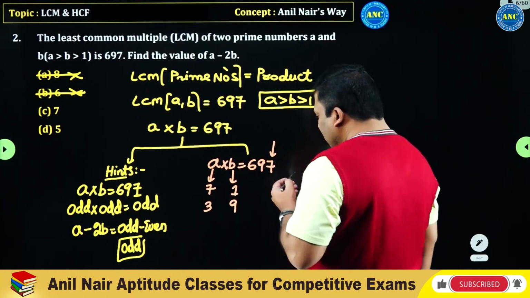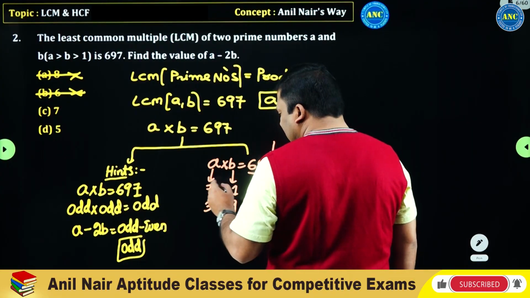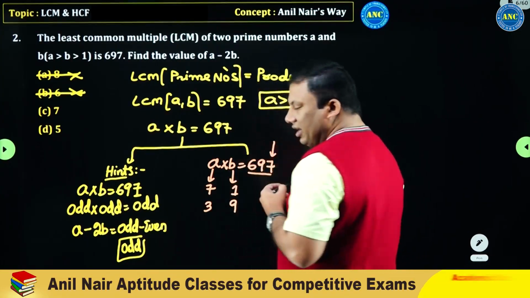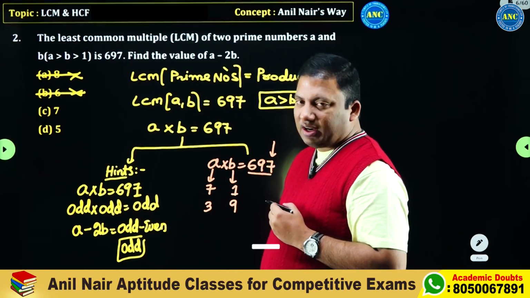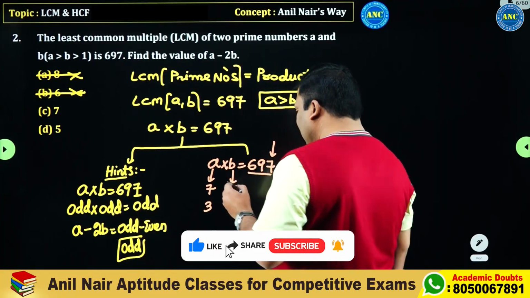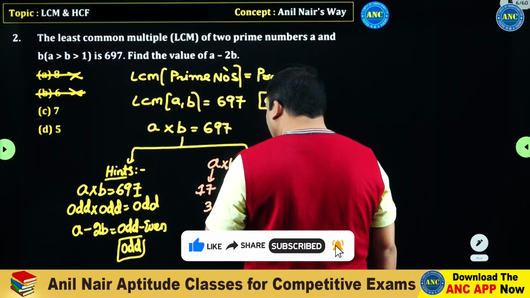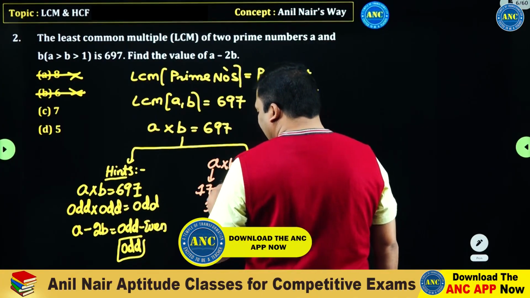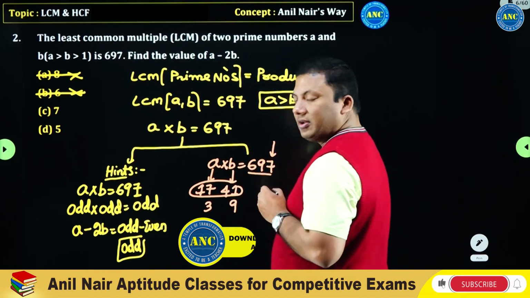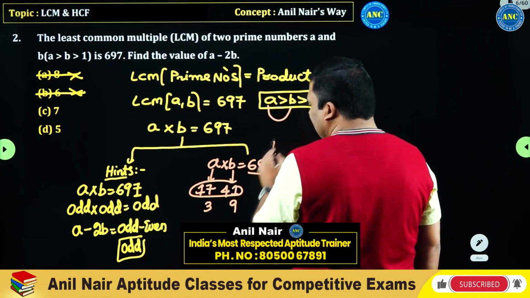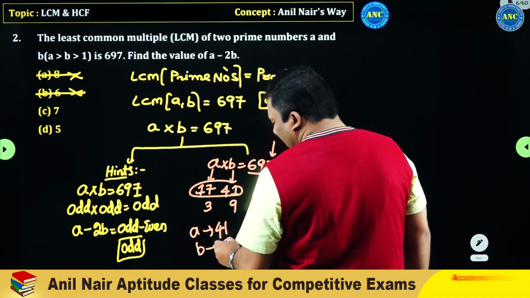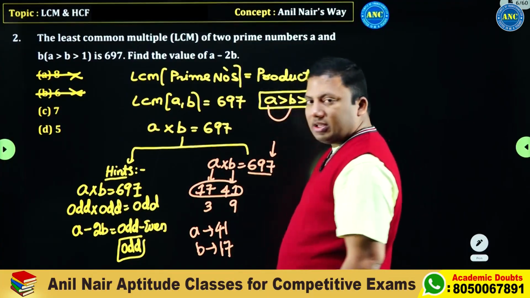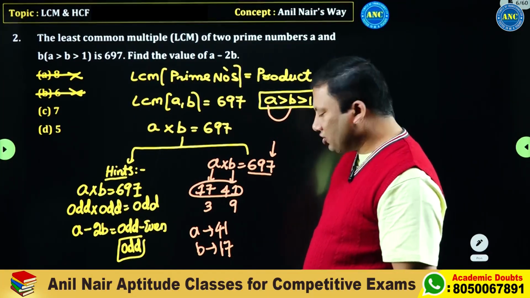Now, 697. Let us take some prime numbers which end with 7. If I take 7, 7 nines are 63, giving 67, which is not possible. Next number is 17. 17 fours are 68, and 17 ones are 17. That means 17 into 41 is satisfying. The question says A is greater than B, so A cannot be 17. A has to be 41 and B has to be 17.